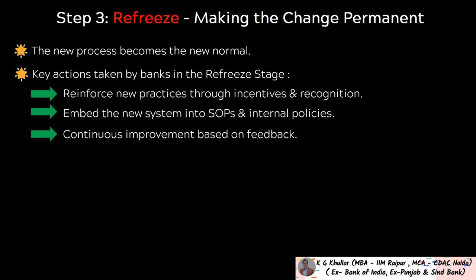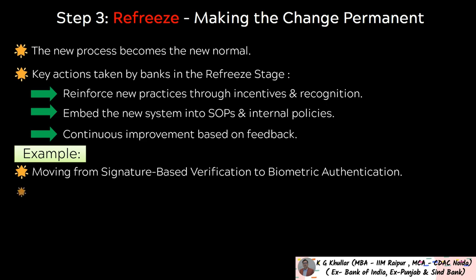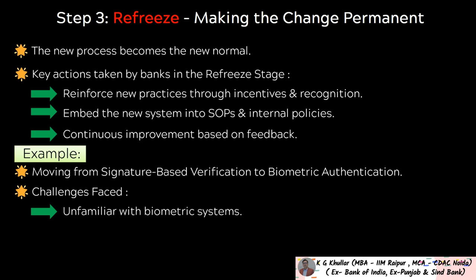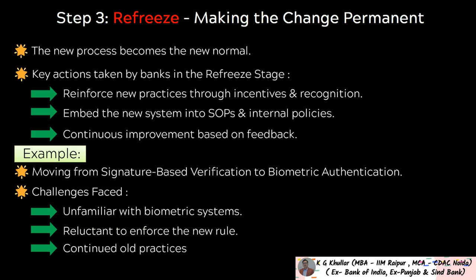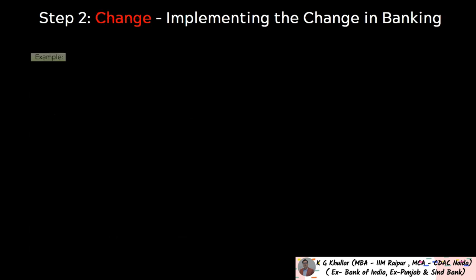Now, a practical example of this phase in banking can be moving from signature-based verification to biometric authentication. Friends, suppose a PSU bank introduces biometric authentication for customer transactions instead of signature-based verification. The challenges faced can be: first, senior customers were unfamiliar with biometric systems. Second, employees were reluctant to enforce the new rule. And lastly, some branches continued old practices out of habit.